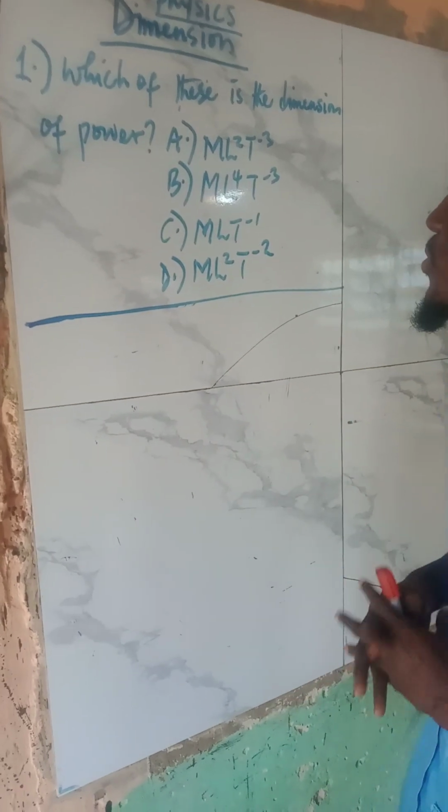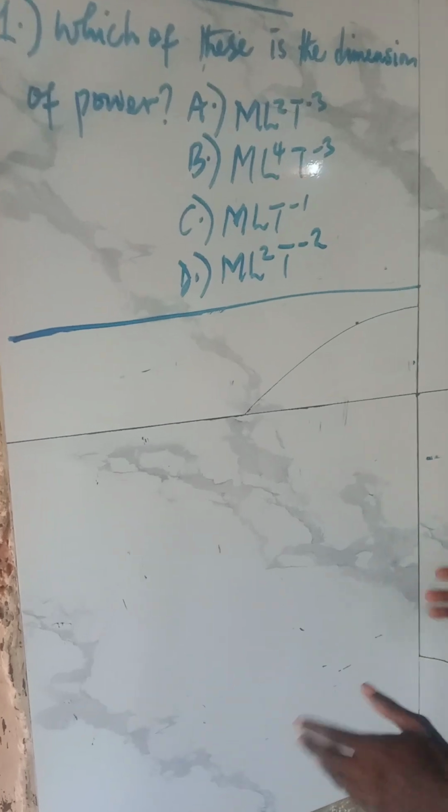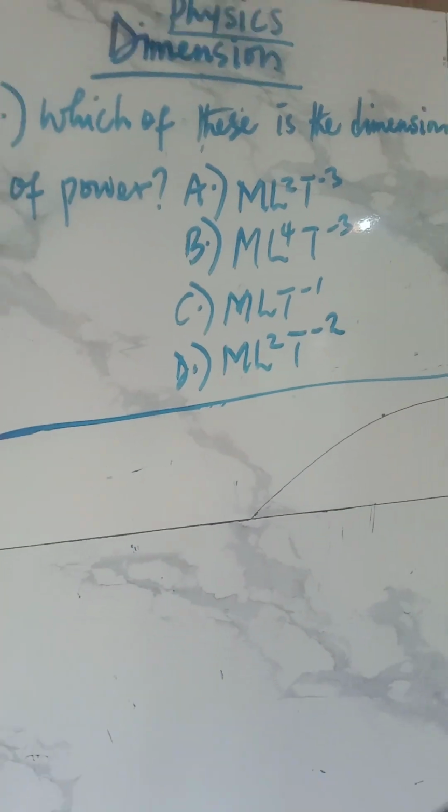Of course, the topic for us today is dimension of quantity. Okay, let's see the question. We have: which of these is the dimension of power?